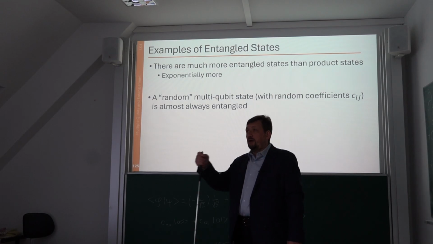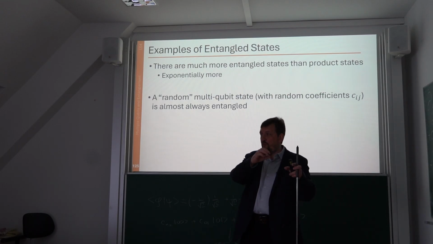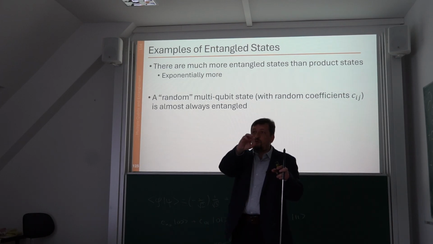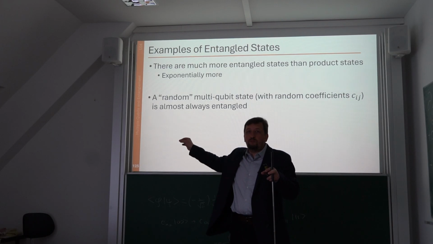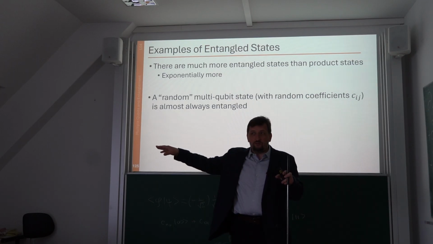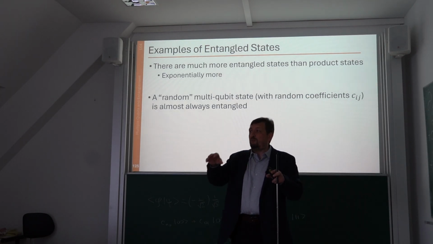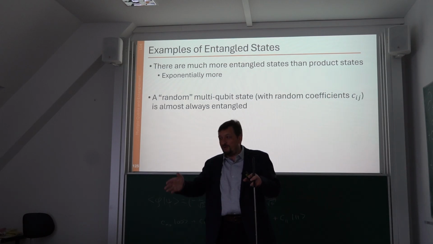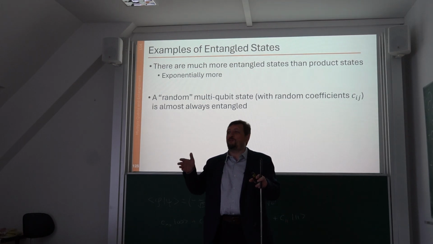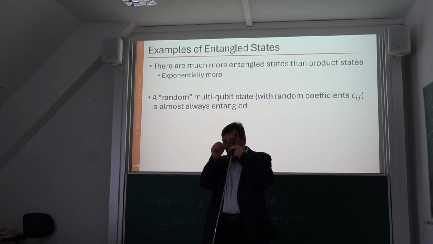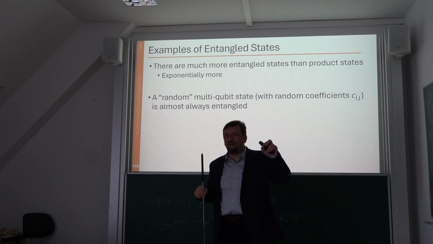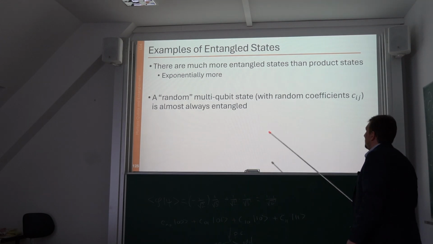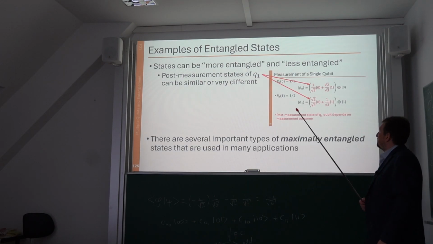If you write a random 2-qubit state, for example, with some coefficients C00, C01, C10, C11, and choose random values of these coefficients, this state will almost certainly be entangled, as mathematicians say, with probability 1. So you need to fine-tune these coefficients to get a non-entangled state. In reality, entangled states are much more common than product states.